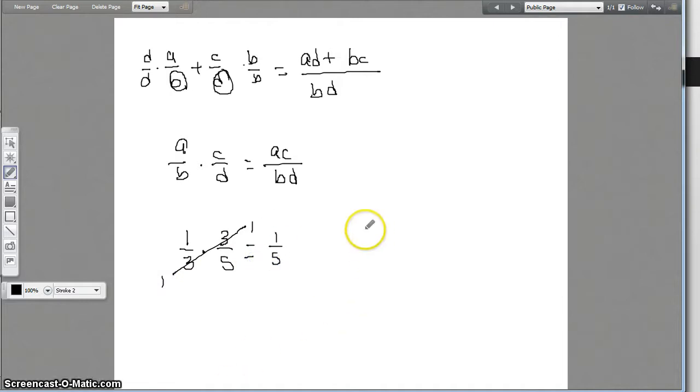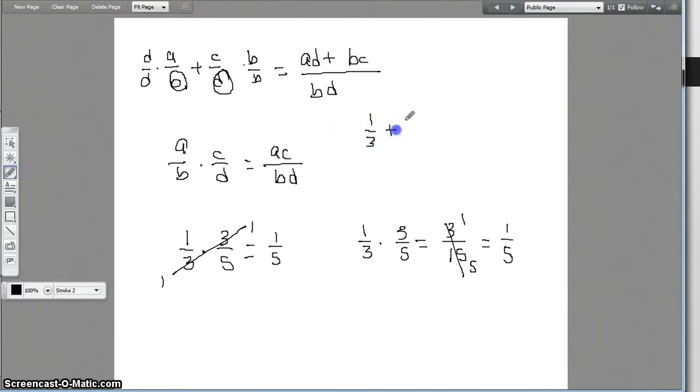Now we don't have to do that. We could do 1/3 times 3/5 and say 1 times 3 is 3 and 3 times 5 is 15, and then reduce our fraction, again dividing the numerator and denominator by 3. So in the numerator we end up with 1, in the denominator we end up with 5, and so our final answer is 1/5.